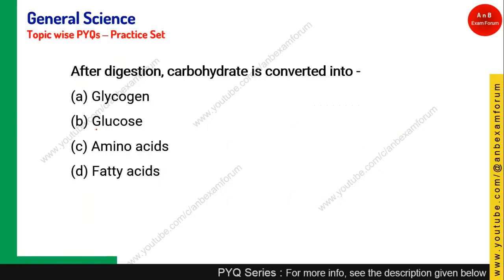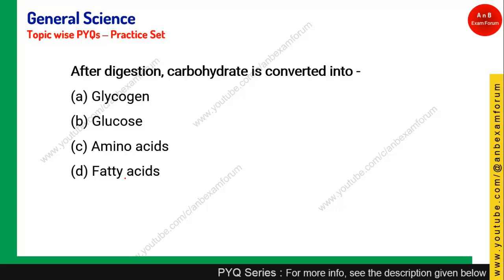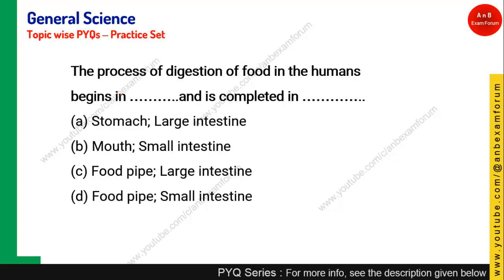The next question: after digestion, carbohydrate is converted into what? Glycogen, glucose, amino acid, or fatty acid. It is going to be converted into glucose. Carbohydrate converts into glucose, whereas proteins are finally converted into amino acids, and fats are converted into fatty acids. What about glycogen? It is basically a stored form of glucose. So option B is the right answer.